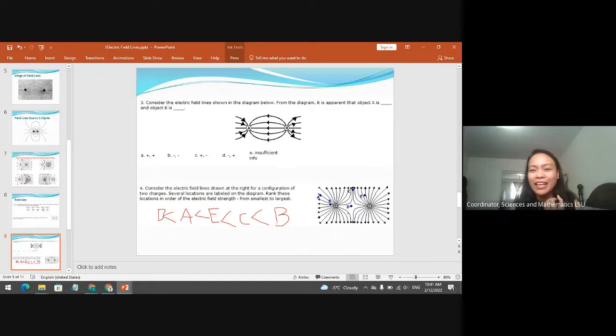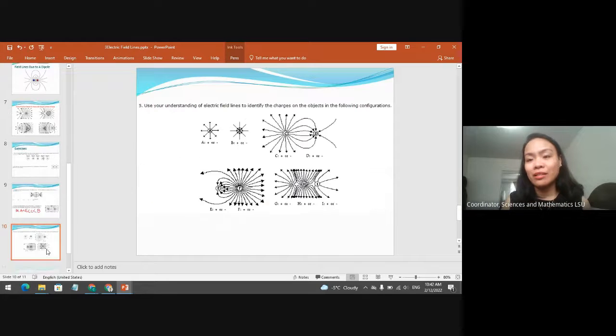Again, D is our weakest because it is in the empty space, no field lines are there, followed by A, which is only there at one field line, followed by E, there are already two field lines, followed by point C, the field lines are closer to each other, and for point B, the field lines are more concentrated.